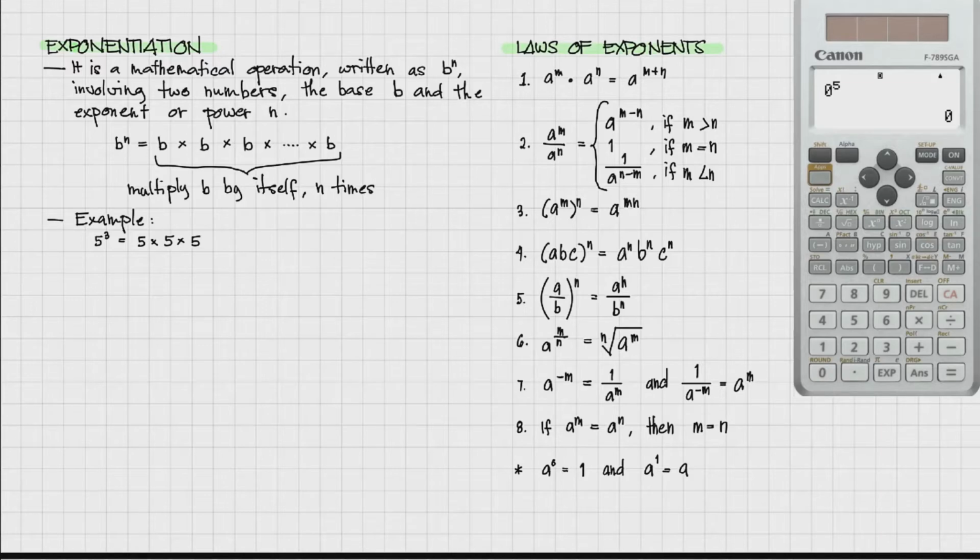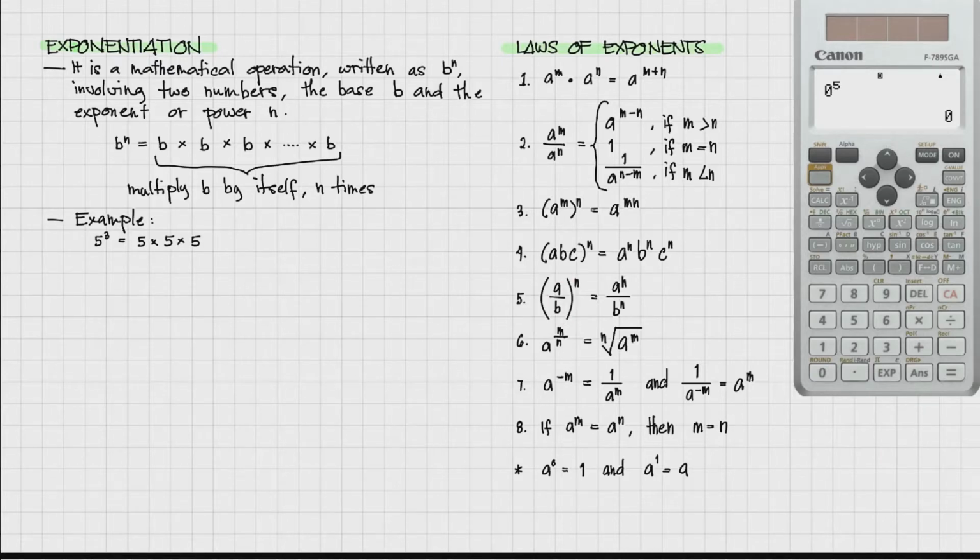Okay, so for the third law, we have quantity a raised to m, this whole quantity raised to the power of n. And this is just equal to a raised to m times n. Right? It's quite simple. And then the fourth law, we have quantity a, b, c, the whole thing raised to n. And what we're just going to be doing here is distribute the exponent. So this whole thing should be equal to a raised to n times b raised to n times c raised to n.